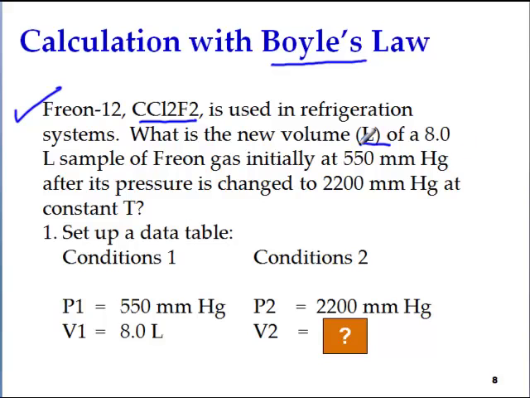What is the new volume in liters? It's asking about an 8-liter sample of Freon gas, which was initially at 550 millimeters mercury, and the pressure has changed to 2200 millimeters mercury at constant temperature.